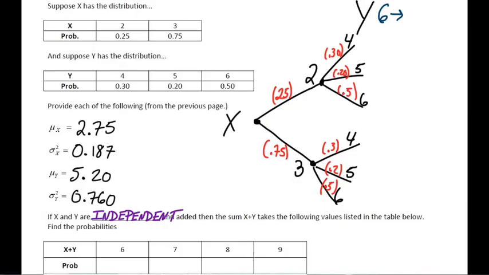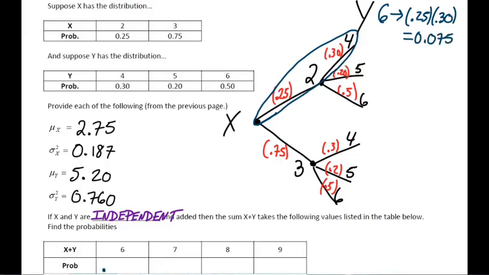Well, 6 would actually be the lowest possible sum you could get if you add a number from x and a number from y. And there's only one way to do it. You get a 2 from the x and a 4 from the y. So since these are independent probabilities, we can just multiply right down the branches. So that's 0.25 times 0.3, which is 0.075. And that's the only way we can get a 6, so I'm going to put 0.075 down here in the probability distribution.